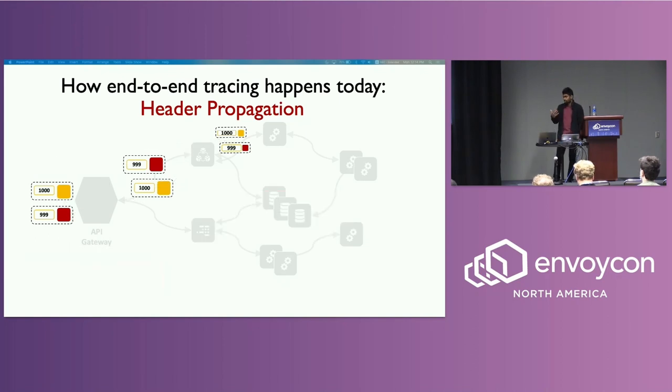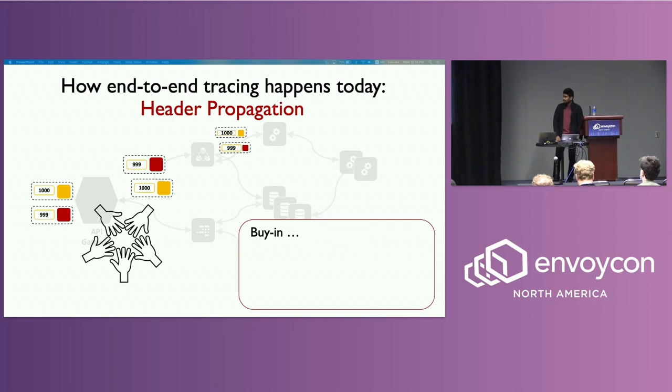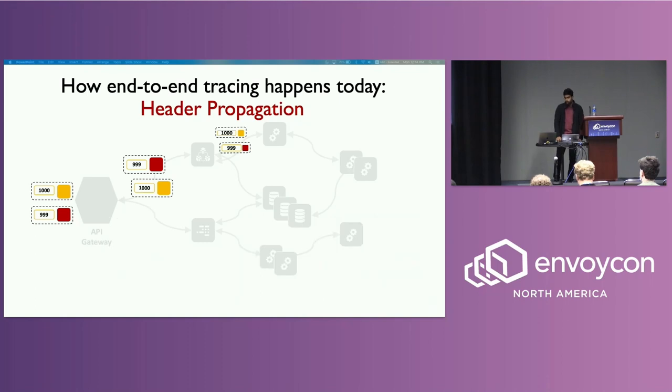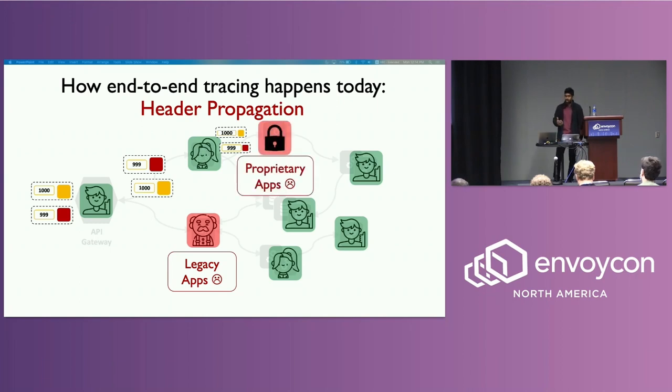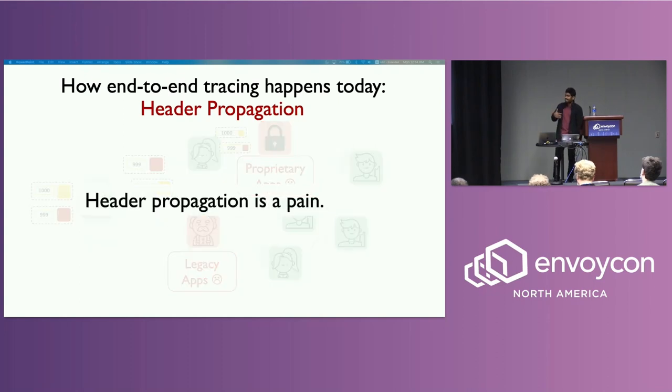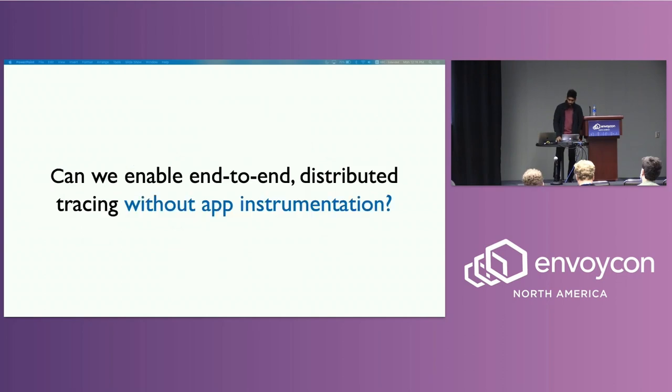But header propagation comes with these drawbacks. For example, in this scenario, you need to have buy-in from hundreds of loosely coupled services in order to enable distributed tracing, and this can be quite hard. And even when you do have cooperating services, you can have scenarios where you're interfacing with legacy applications or proprietary applications where modification of that code is quite difficult. All of this leads us to say that header propagation can be quite a pain. So this leads us to the question of, can we enable end-to-end distributed tracing without application instrumentation?